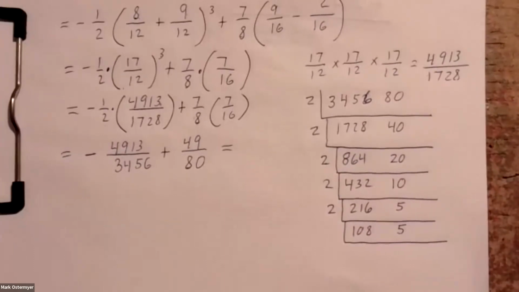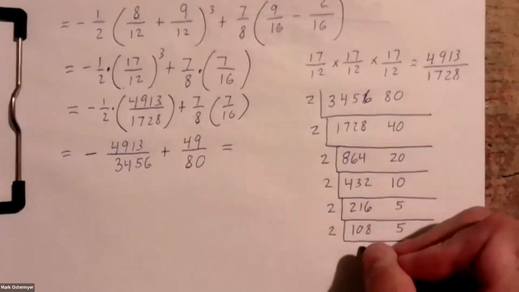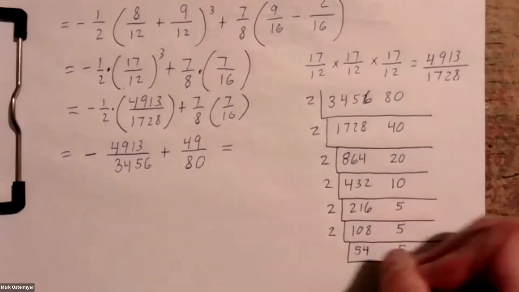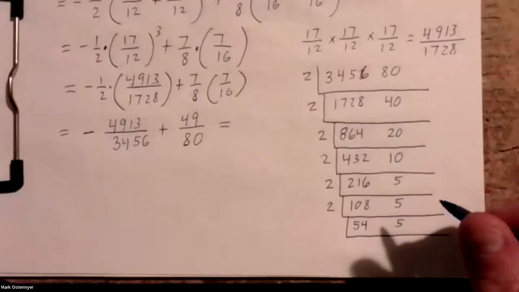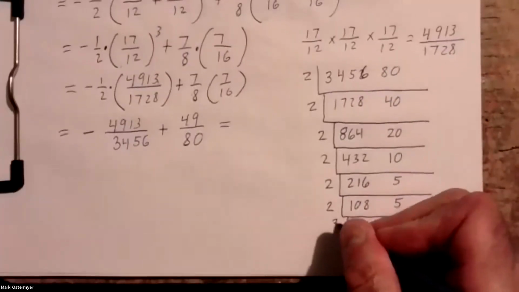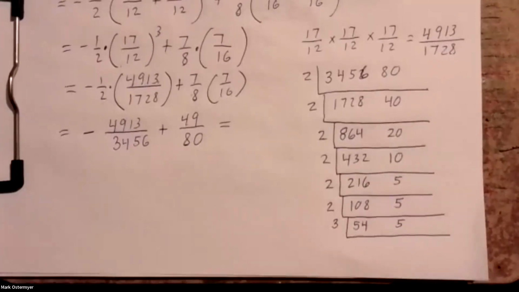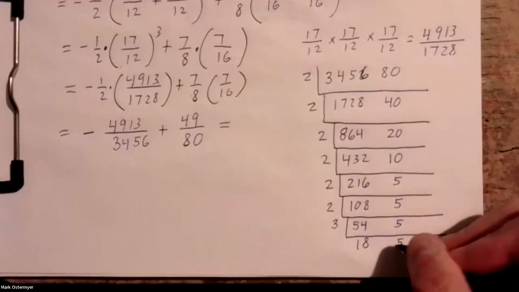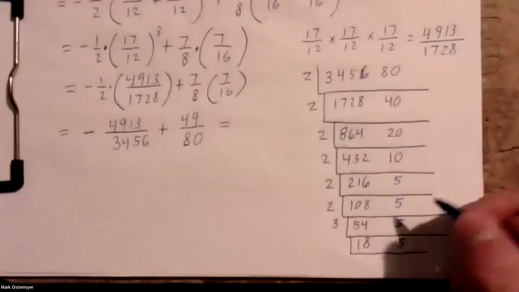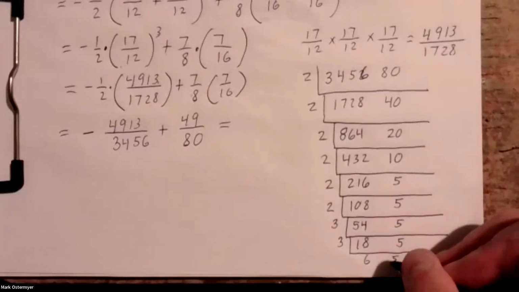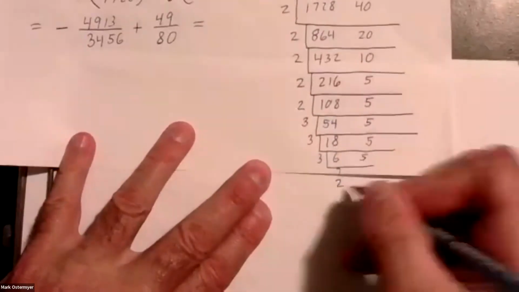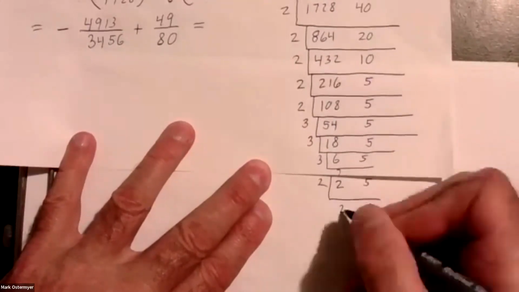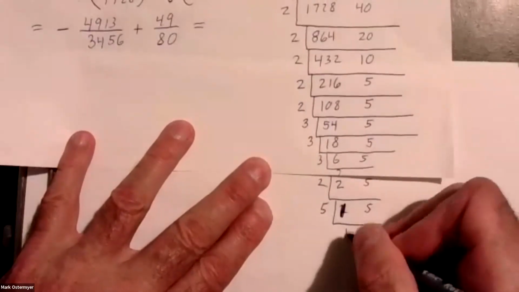Okay, let's see what else we got here. 2 will work again. It divides into 108 54 times, does not divide into 5. Let's see, what divides into 54? 3 divides into 54, I think, right? Yeah, it does. 18 times. And 3 does not divide into 5. 3 divides into 18 6 times, does not divide into 5. 3 divides into 6 2 times, does not divide into 5. 2 divides into 2, does not divide into 5. This is a 1. And then 5 divides into 5, and we're finally done.